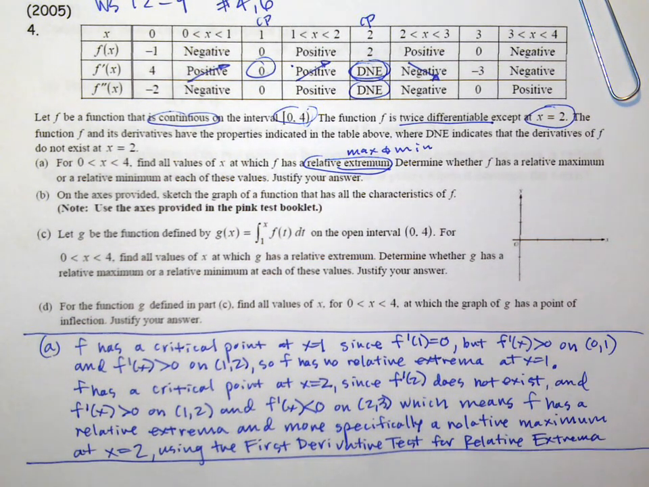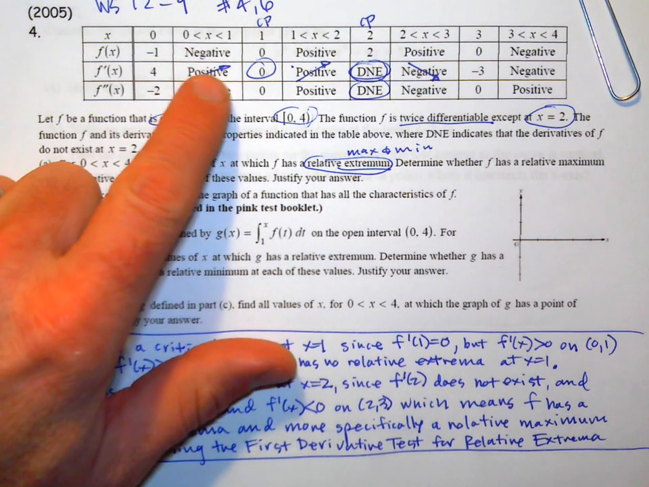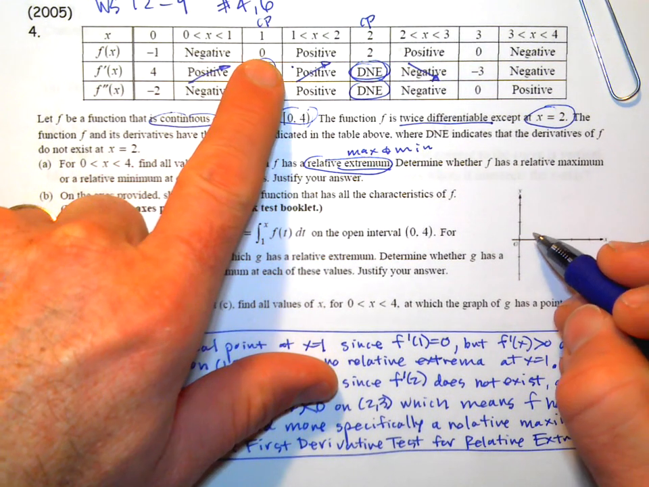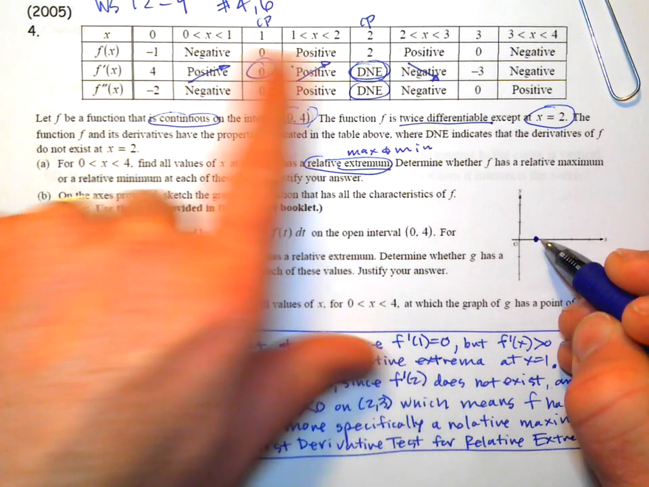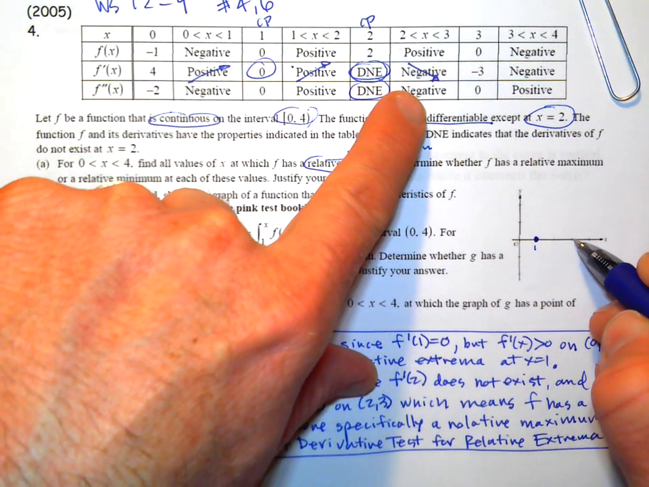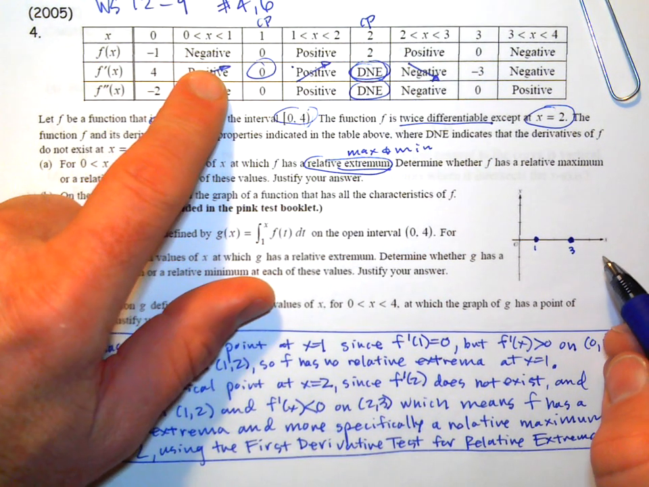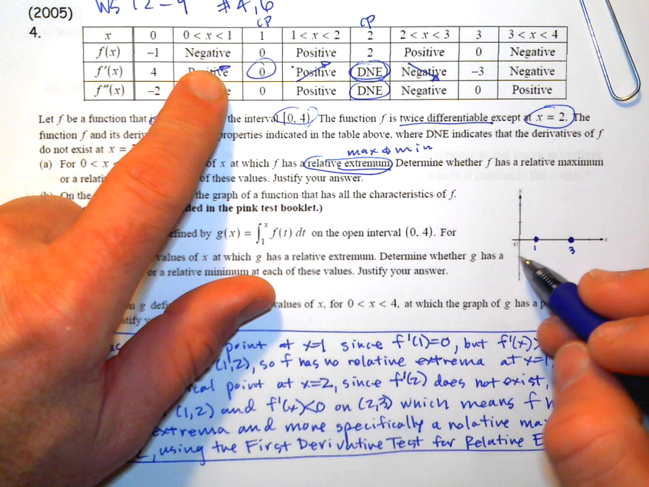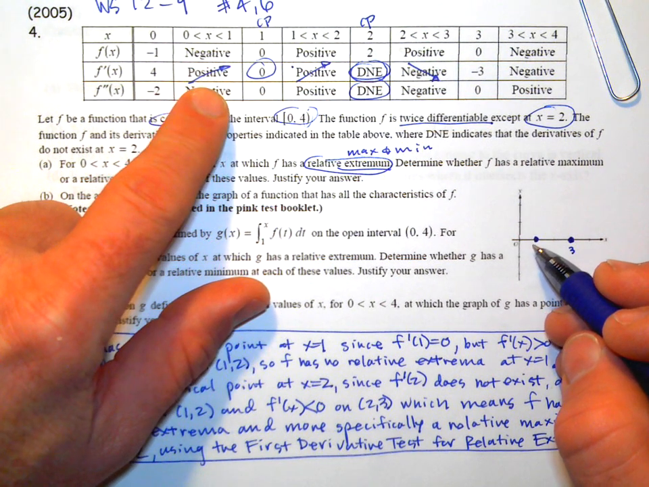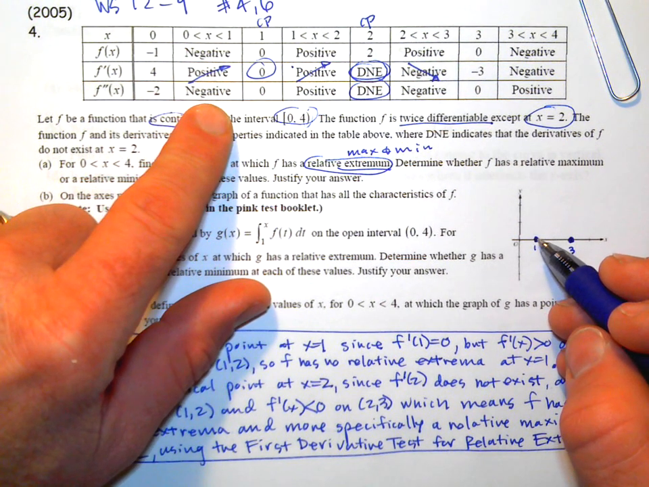All right. Part B, on the axes provided, sketch the graph of a function that has all the characteristics of f. So essentially, we're working backwards from this information and trying to sketch a graph. Now, what I would do first is probably put the x-intercepts first, which are at x equals 0, 1, and 3, where the function has a 0 value. And then the first chunk is negative, so it's below the axis, but it's increasing up to 0. And the second derivative is negative, so it's concave down.